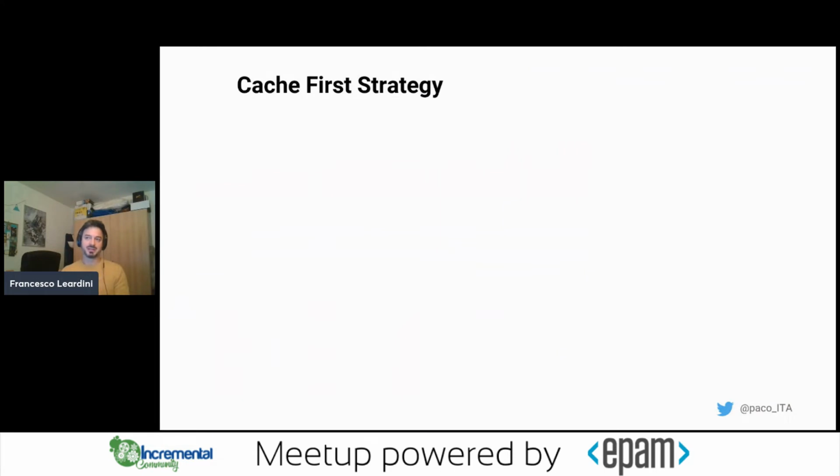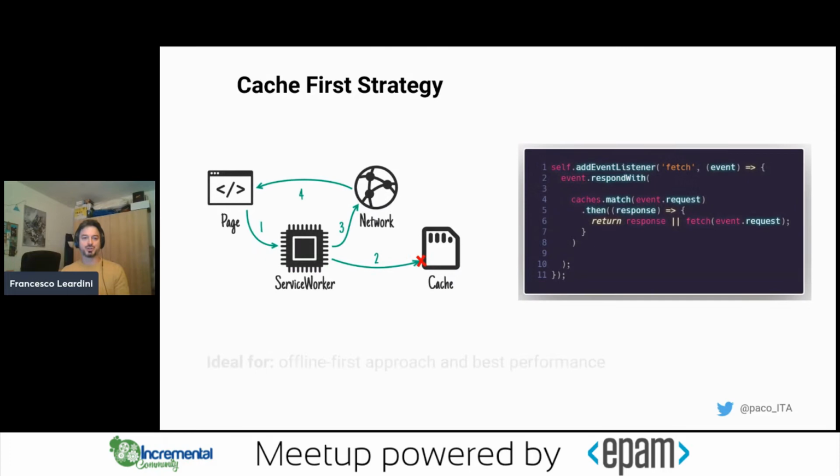The first strategy we will describe is called the cache-first strategy. And this is also used when we want to build an offline-first approach. As the name suggests, every time the service worker intercepts a request, first it will check whether the data is available in the cache using the cache API. And if not, then it will fall back to a normal call.